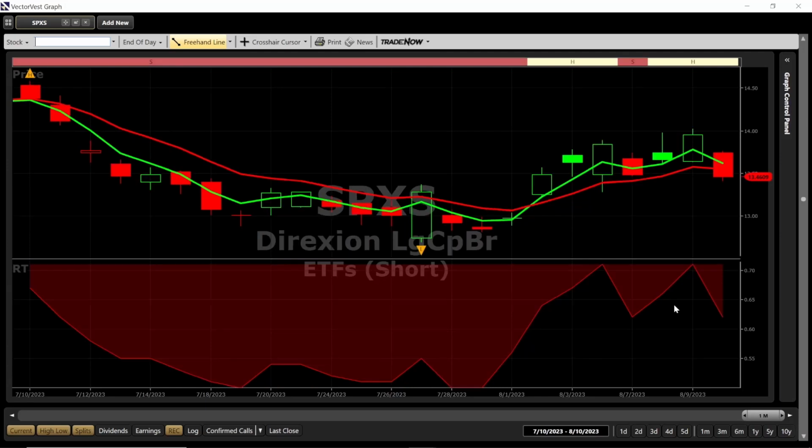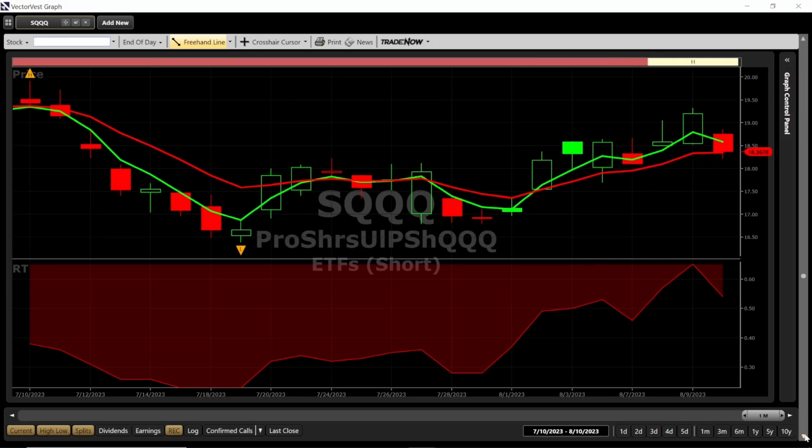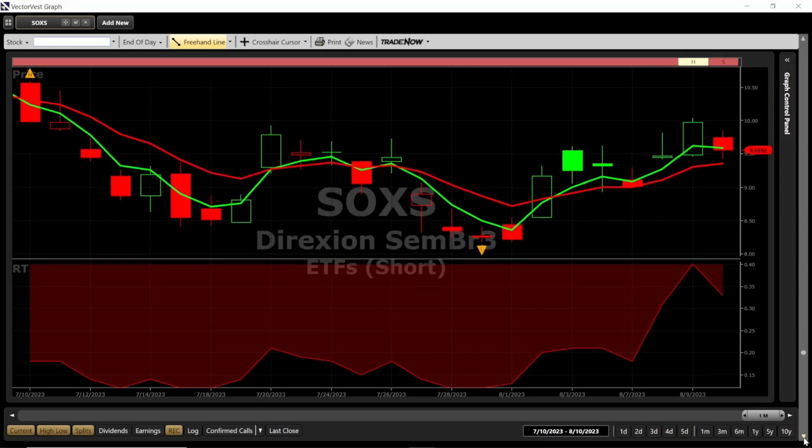Next, we have SPXS. We see the 3 is currently above the 8-day exponential moving average. They are converging together, showing that momentum is starting to wane to the upside right now. In addition, one thing I do like is relative timing, or RT, has been rising since the end of July. Next, we have SQQQ. I like this price action here from July 18th, so forth. The price action has gone from a lower left to upper right. In addition, the 3 is currently above the 8 right now, and RT relative timing has been on the rise since mid-July.